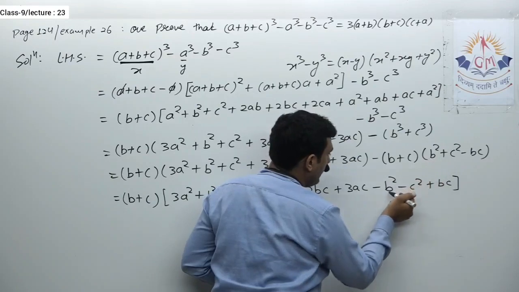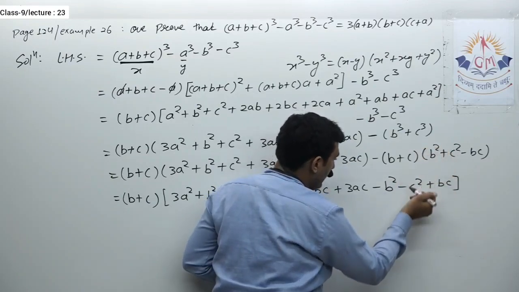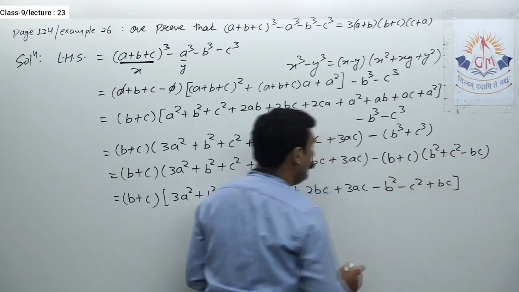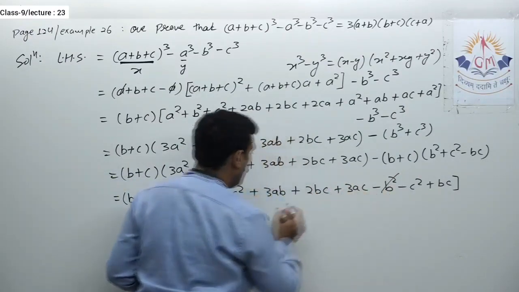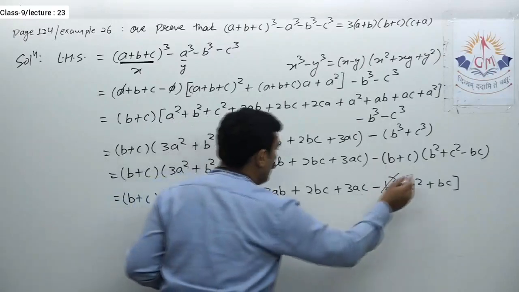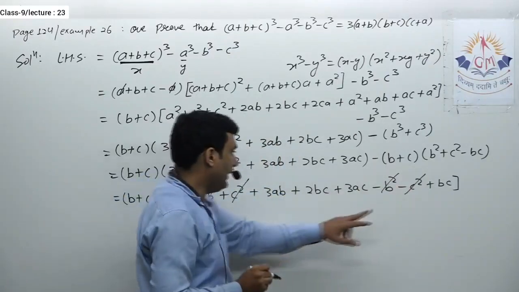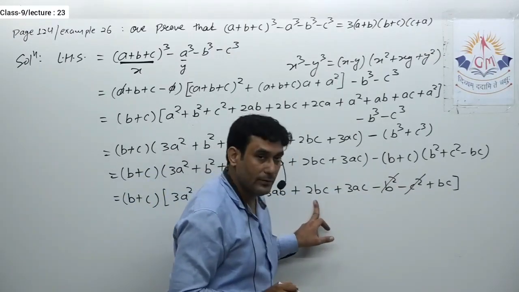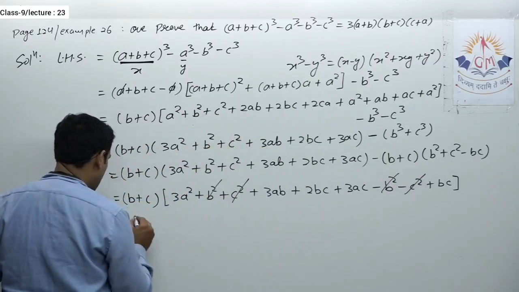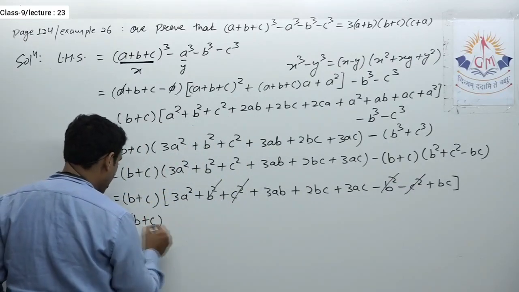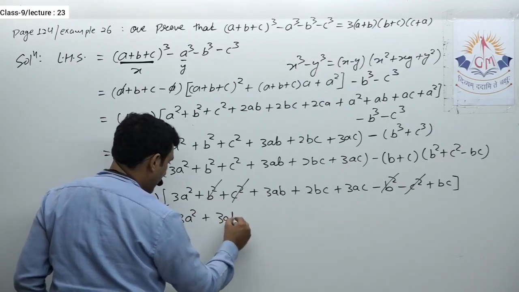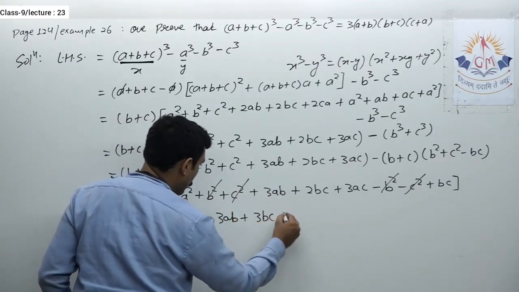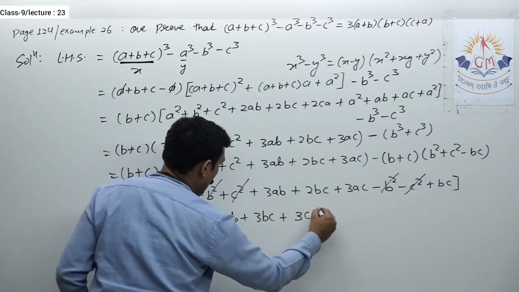So b square will be negative b square, c square will be negative c square, and minus bc will be plus bc. Now this plus b square minus b square cancel, this plus c square minus c square cancel, and this bc I'll add with this 2bc. So here I do get b plus c, 3a square plus 3ab plus 3bc plus 3ca.